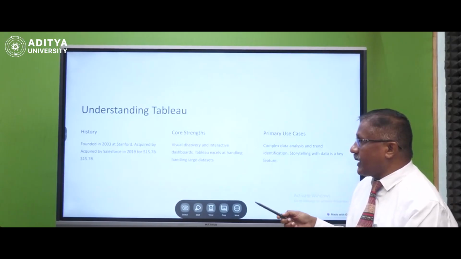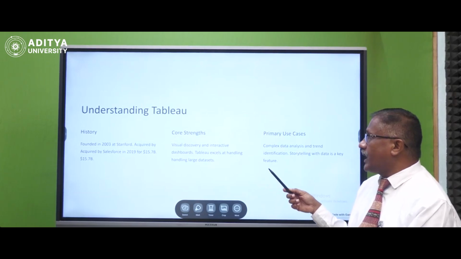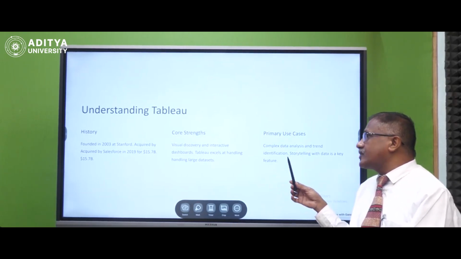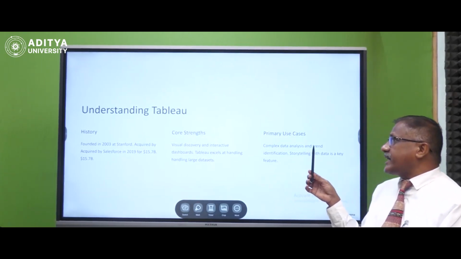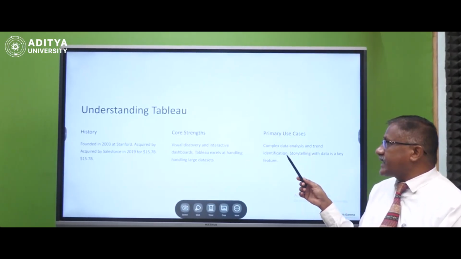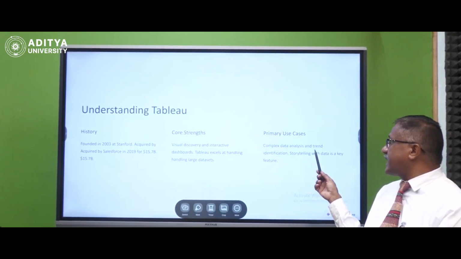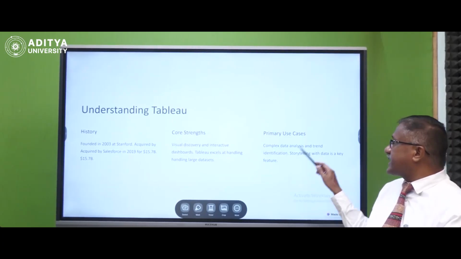Understanding Tableau: Tableau was founded in 2003 at Stanford. It was acquired by Salesforce in 2019. Its core strength is visual discovery and interactive dashboards. Tableau excels at handling large datasets. That is the main and core strength of Tableau. The primary use cases are complex data analysis and trend identification. Storytelling with data is a key feature.